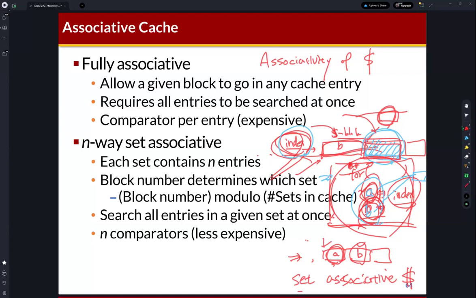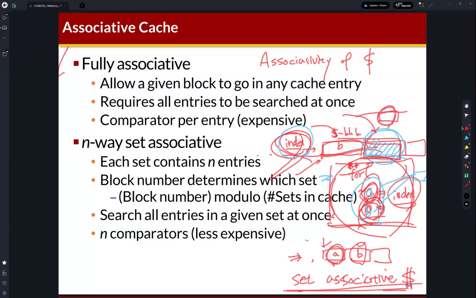And then this property, so it means that a single set can include multiple cache blocks. This property is called the associativity of the cache, and this cache is called a set associative cache.